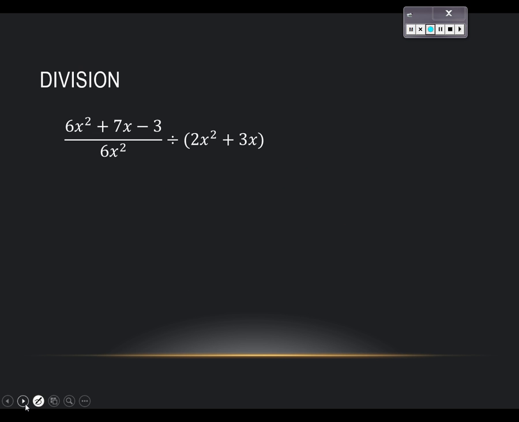All right, how about this one? Can't you just put it over 1? Yeah, we should start by saying, isn't that 2x squared plus 3x over 1? So what does it mean to do dividing by that? Where you flip it, it'll be 1 over. Very good. So what do we have? 6x squared plus 7x minus 3 over 6x squared. Do nothing to that. And then times 1 over 2x squared plus 3x.